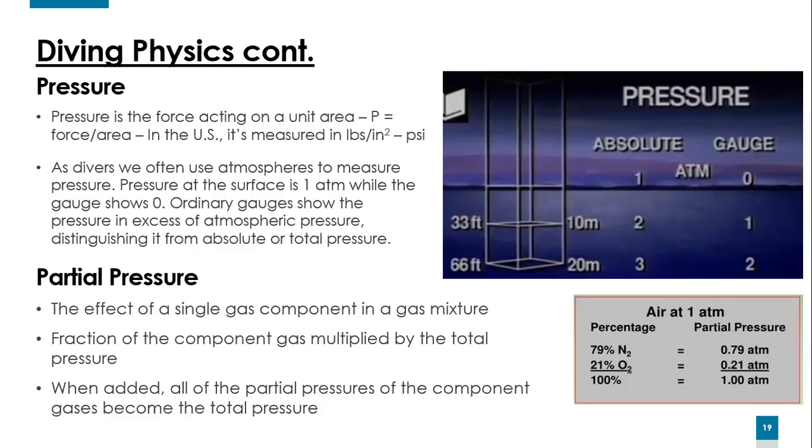Next, we'll look at partial pressure. Partial pressure is the effect of a single gas component in a gas mixture. As I mentioned earlier, air is composed of 79% nitrogen and 21% oxygen. So your partial pressure is 0.79 atmospheres, multiplying by 1. The fraction of the component gas, when added, all of the partial pressures of the component gases becomes the total pressure. So that's where you get the 0.79 atmospheres nitrogen plus the 0.21 atmospheres oxygen equals the 1 atmosphere.